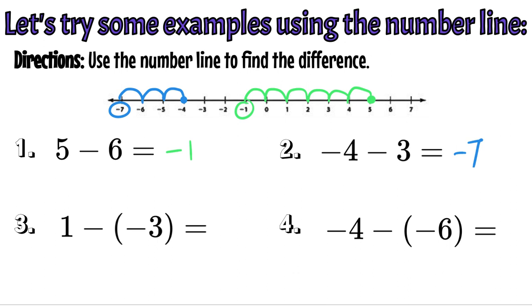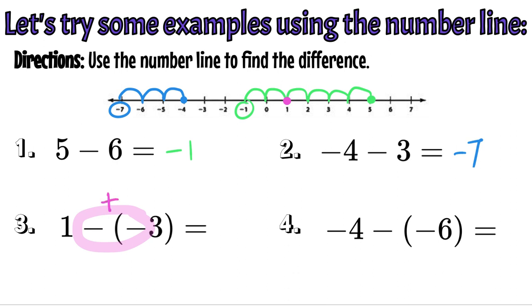In number 3, the problem is 1 minus -3. So we start the same way. We plot our point for 1. Here's where things get a little tricky. Whenever we are subtracting a negative number like this, it actually turns into a positive. So we're actually adding here instead of subtracting a negative number.